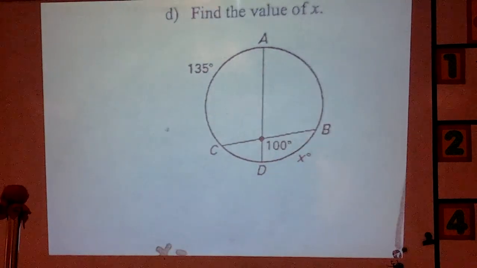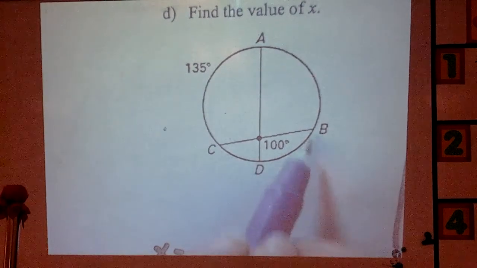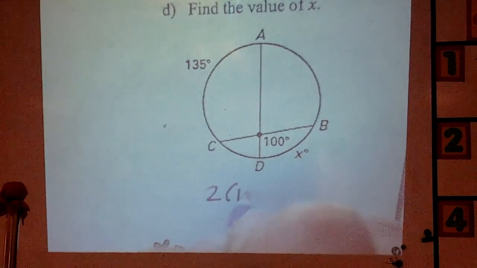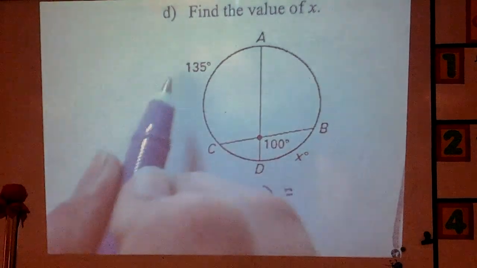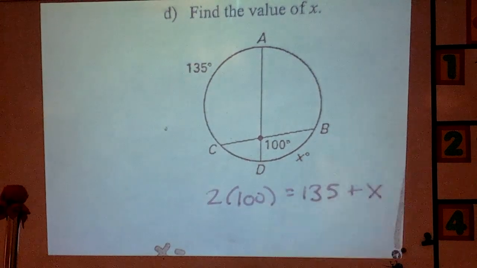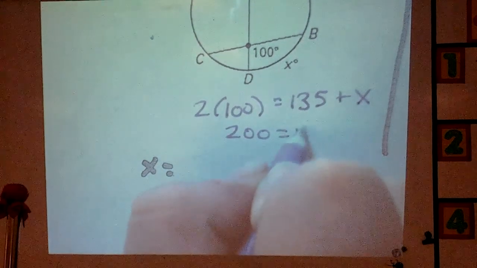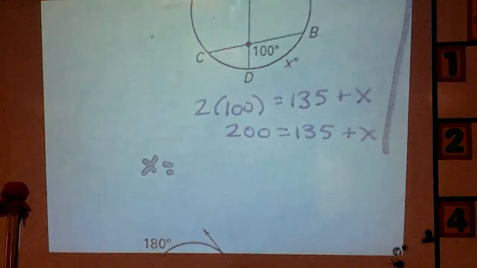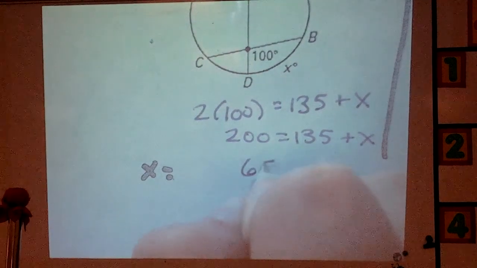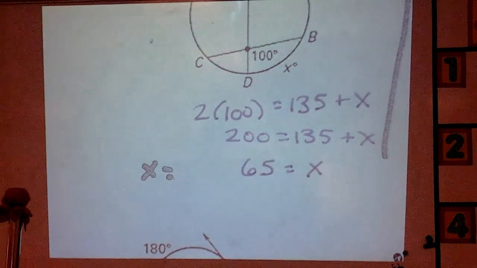Looking at part D, this is changing the order a little bit. This time it gives me the angle, and it's asking for one of the arcs. So I think double your angle equals your two arcs added together, 135 plus x. So 2 times 100 is 200. Subtract 135. So I get that x equals 65.